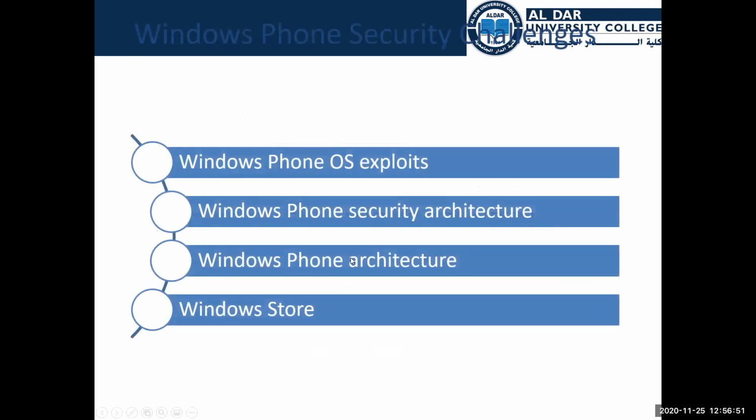The final thing to talk about today is Windows Phone security challenges. In the last part of our lecture, we have talked about Android and iOS. Now we are talking about the Windows Phone operating system. We will go through Windows Phone operating system exploits, Windows Phone security architecture, Windows Phone architecture, and lastly the Windows Store.